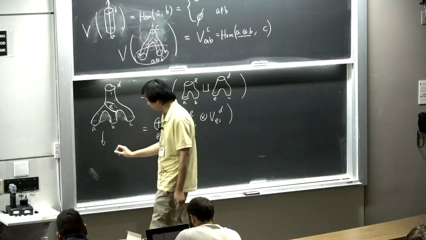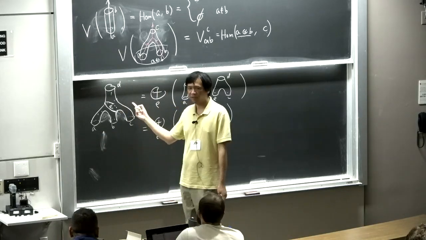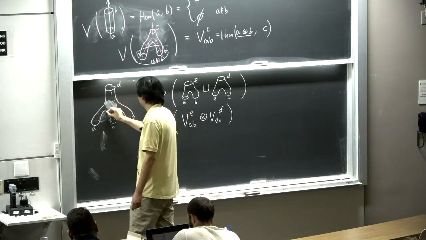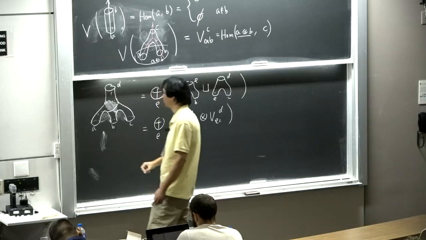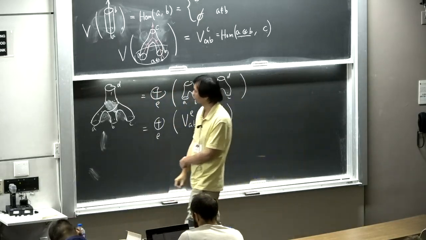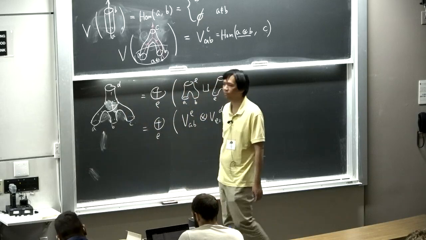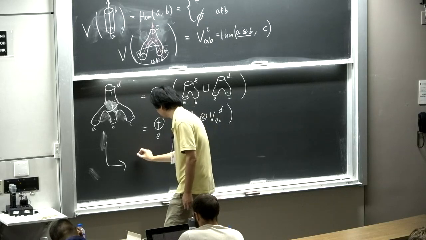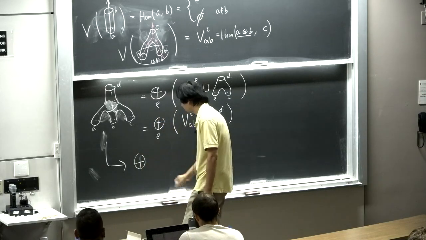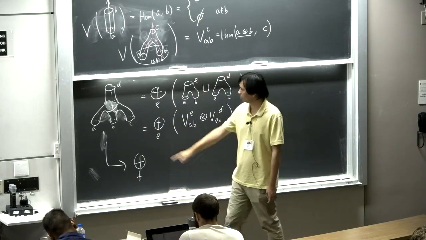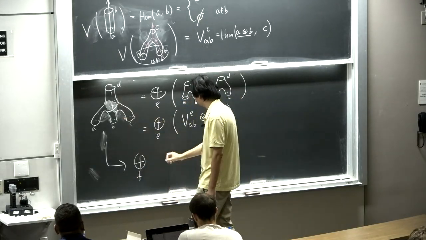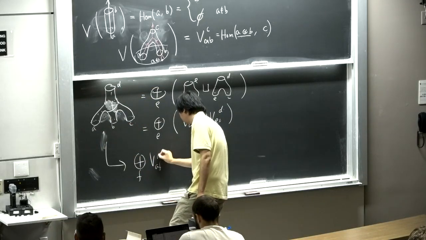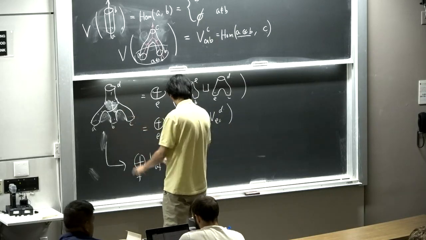However, now there's a new ingredient. That is, we can cut it in different ways. We can also cut it through the other leg. There's no reason not to do this. And let's say this is some label F. So just using the same method, we can represent the Hilbert space following a different cut as the direct sum over F of V_AFD times V_BCF.